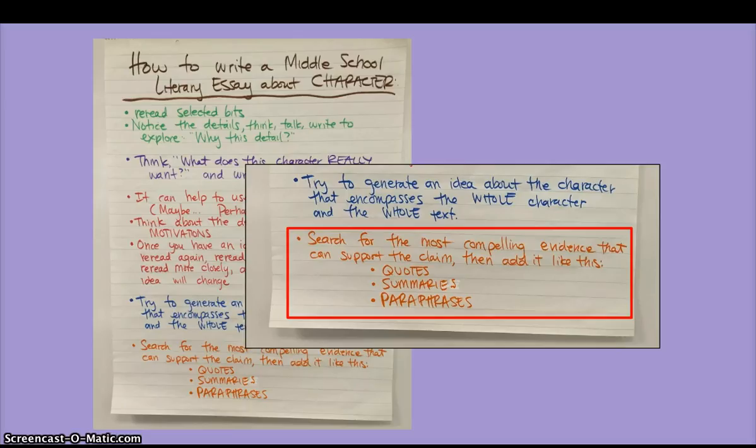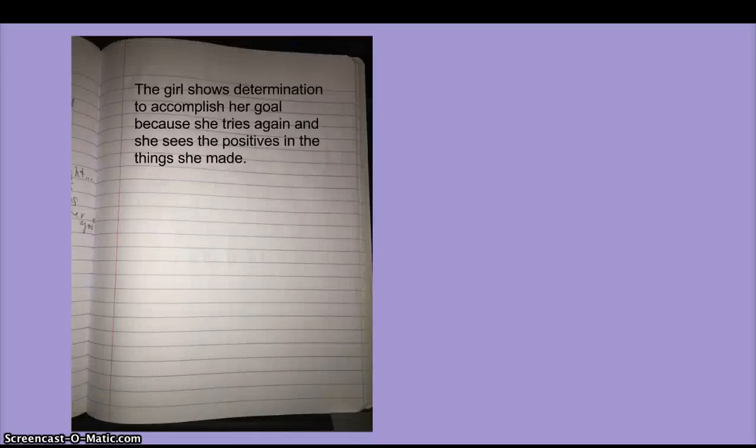All right? So like I said, by now you should have your claim that gives a personality trait of your character along with 2 to 3 reasons supporting your claim. So here's mine. The girl shows determination to accomplish her goal because she tries again and she sees the positives in the things she made. Now, my 2 reasons are she tries again and she sees the positives in the things she's made.